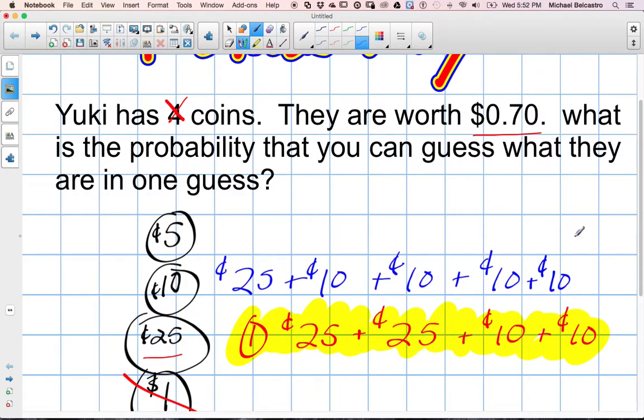And what would be the next thing we could add? A 5 cent. A 5 cent, right? We can add a 5 cent. And then for 5, and then we could do 14 5 cents. Okay, so this is our option number 2.